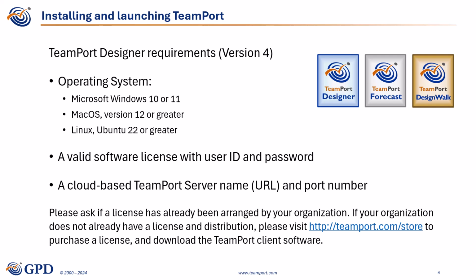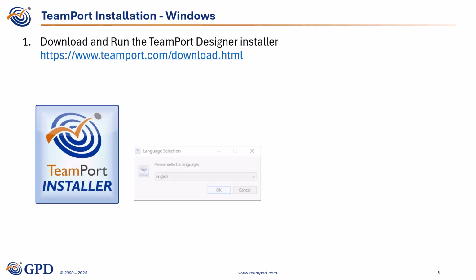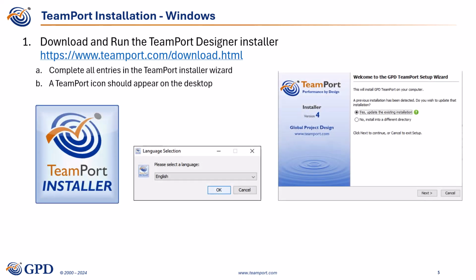Since installation of Windows, Mac, and Linux are slightly different, let's take each in turn. On Windows, once downloaded, please run the TeamPort installer. A language selection dialog will appear followed by the install wizard. If TeamPort has been installed previously, the installer will inquire about overwriting the previous version or installing in a new folder. Once installation is complete, a TeamPort Designer icon will appear on the desktop or in the Start panel of your OS. The Designer application is the starting point for accessing TeamPort.